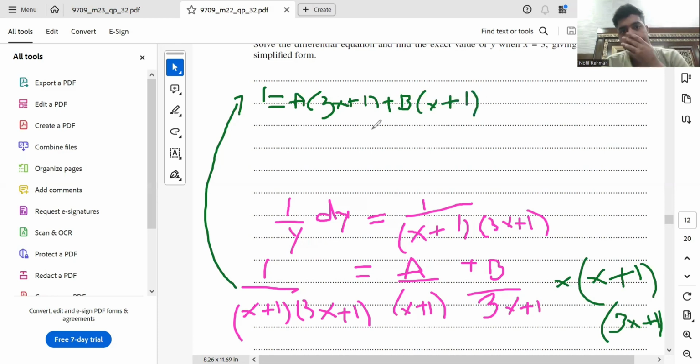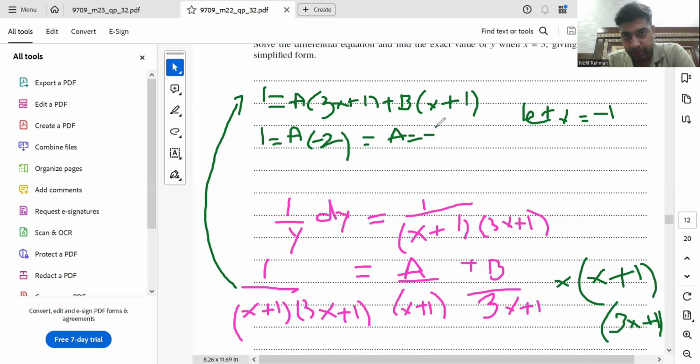Now I have to think of a value for x which will make B go to 0. Let x equal to minus 1, since minus 1 plus 1 would be 0. So B would become 0 and we will get the value of A. At minus 1, 3x, 3 into minus 1 would become minus 3, plus 1 would be minus 2. So A would be minus 1 over 2.